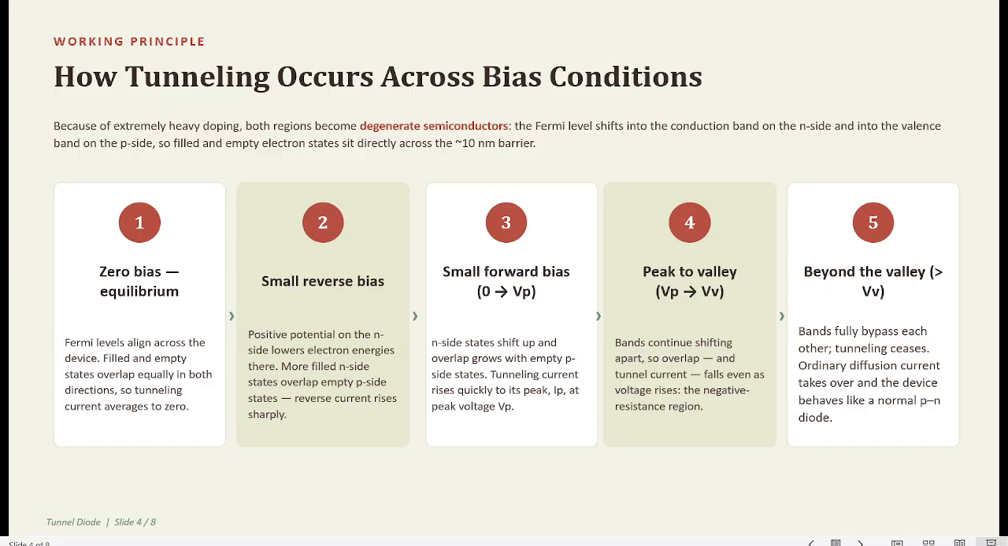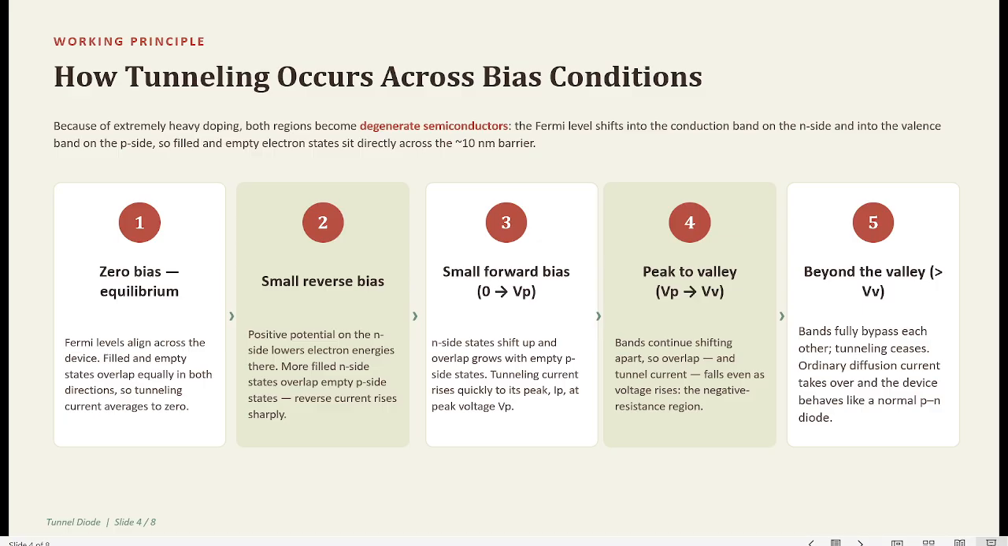So to understand the whole characteristics of this device, we will divide it into 5 parts. The application of external bias under the zero bias condition, that is no bias, or the equilibrium condition, in which the Fermi levels are at the same level throughout the device. Then in the second case we will apply a small reverse bias and we will see what happens to the flow of current through the device.